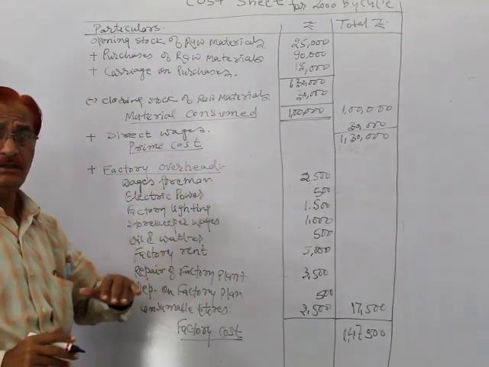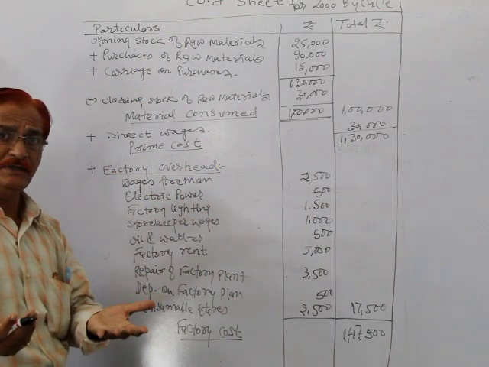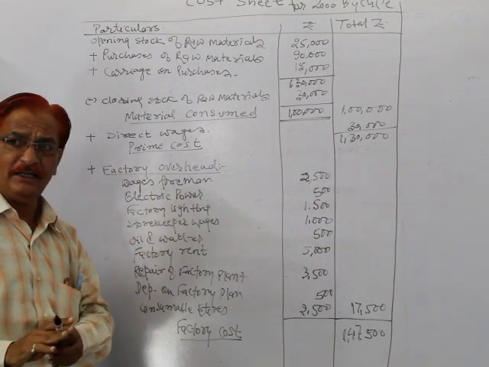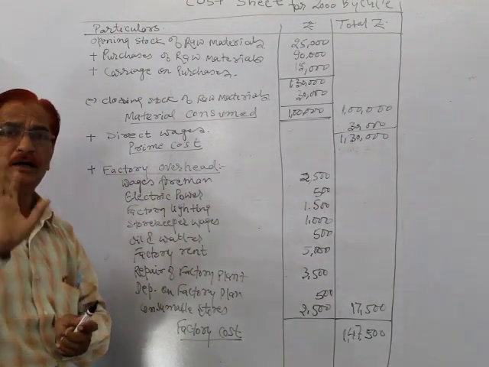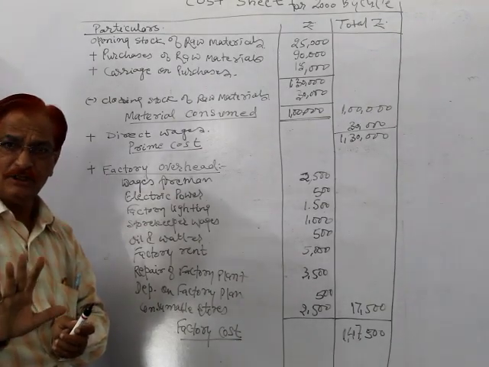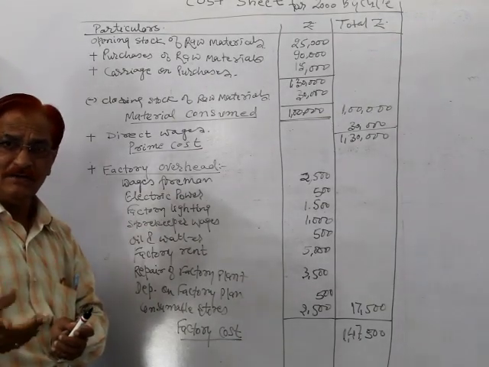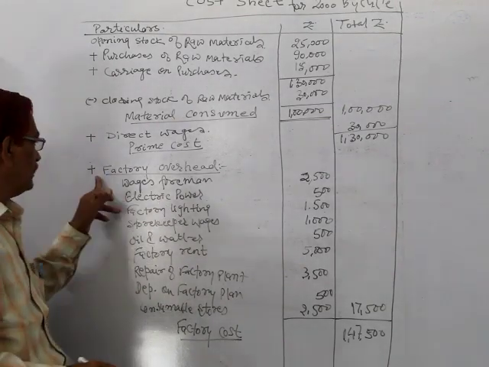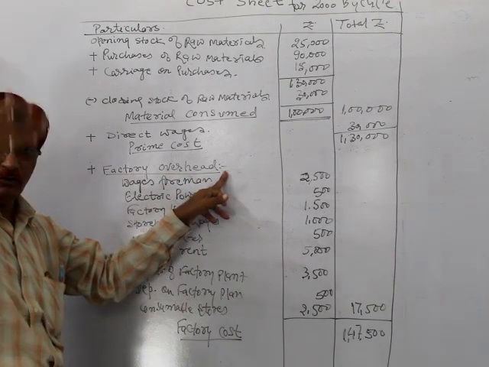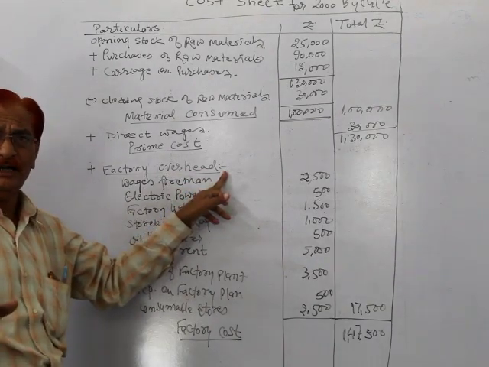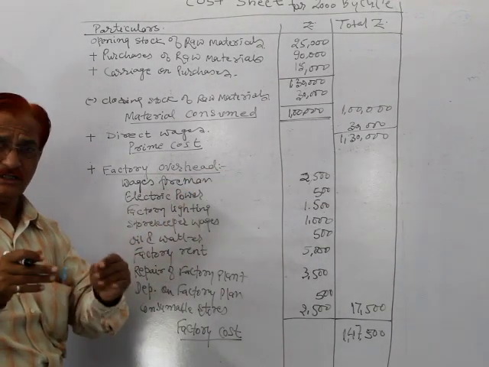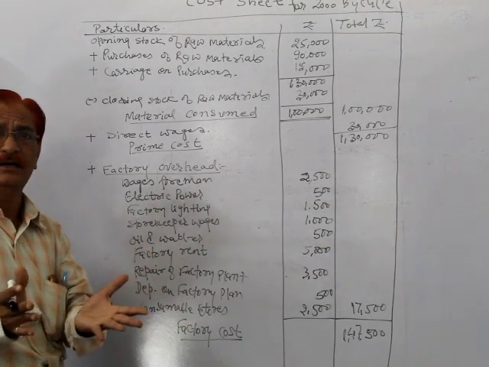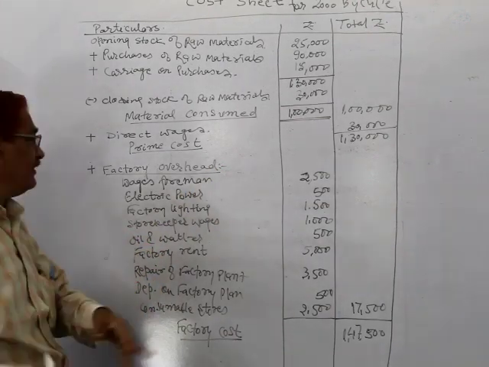Now we turn towards indirect expenses. Now it will be divided into 3 categories: factory overhead, office overhead, selling and distribution overhead. This is the sequence. We cannot change the sequence. And the first would be factory overhead. When you go through the problem, a number of items are there. We have to choose, select, bifurcate which expenses are related with factory.